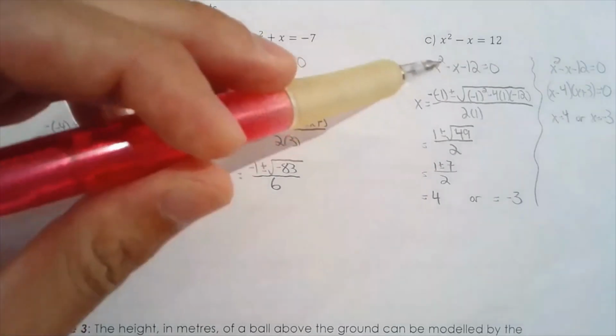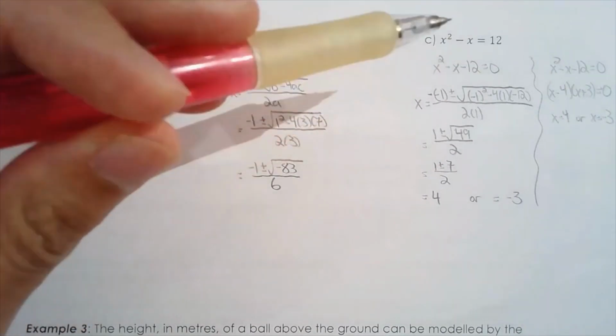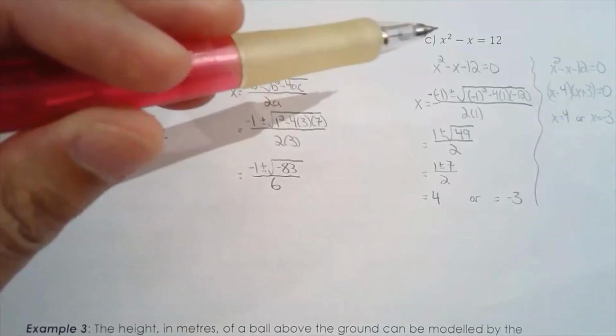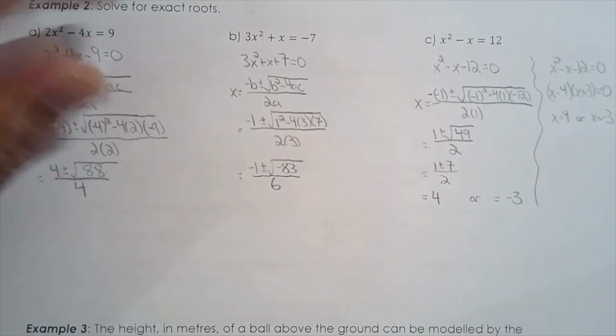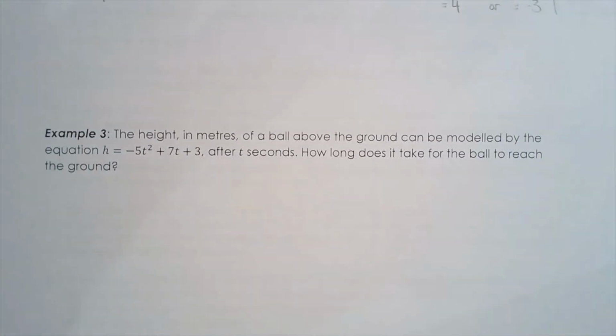Now in C, I'm trying to say, I did this example because if I really want to highlight if it is factorable, why are we using the quadratic formula, right? All right, so just go over example 2. That was really good combination of things.